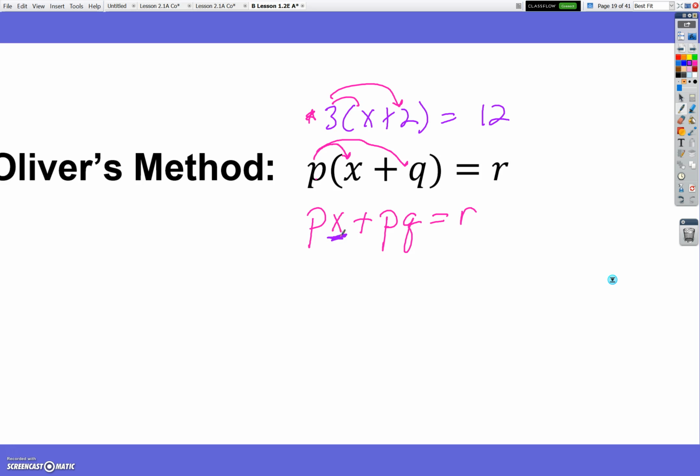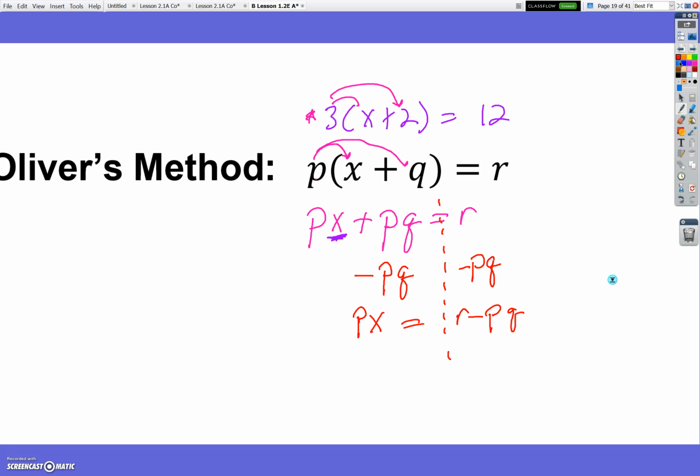The next thing that we would want to do if we are trying to solve for x and get x all by itself, we want to get rid of addition and subtraction. I have an addition, so I'm going to subtract this pq. And whatever I do to one side of the equal sign, I'm going to do to the other side of the equal sign as well. This is going to give me px is equal to r minus pq. Now I cannot combine anything more than this, so I'm left with just r minus pq.